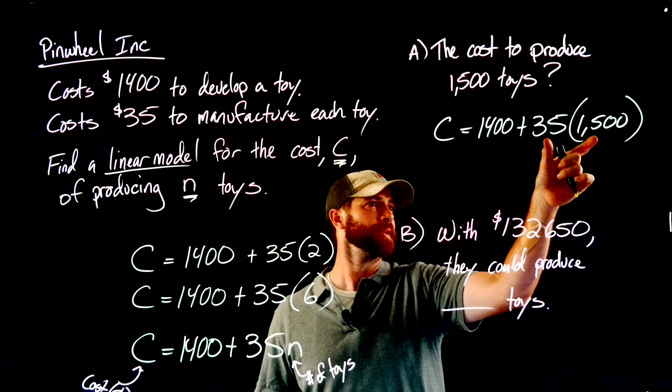Part B is just the opposite. We're given a cost, so we're given that the cost is $132,650, and we need to find the number of toys, and we're just setting up here a 2-step linear equation that we can solve for n by subtracting 1,400 and then dividing by the 35.